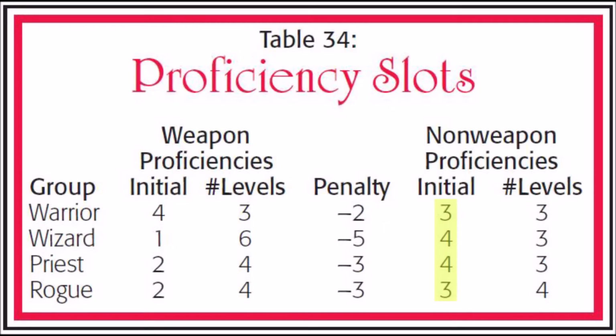Just like weapon proficiencies, non-weapon proficiencies have a certain number of slots that are given out at character creation and every few levels after that, depending on character class. The number that each class starts out with and the speed that they pick up more is shown on Table 32 in the 2nd edition revised Player's Handbook.